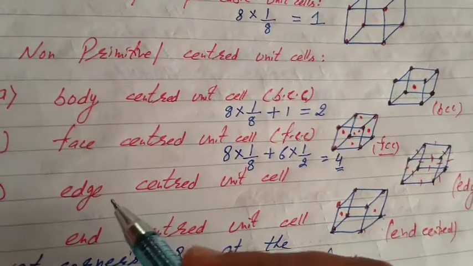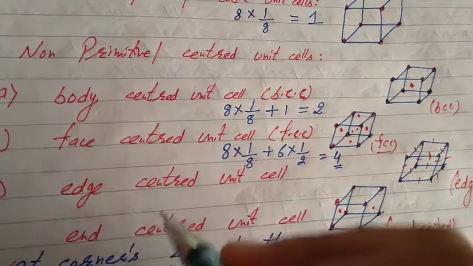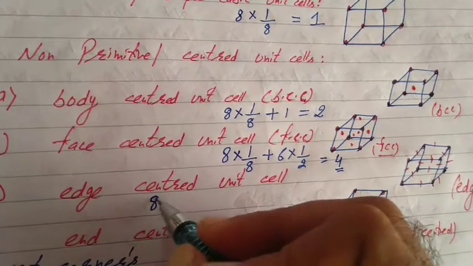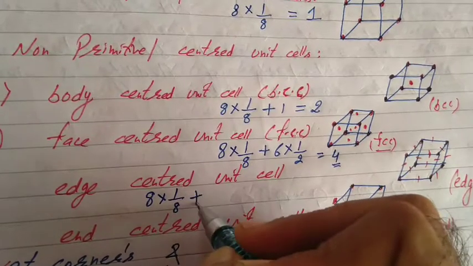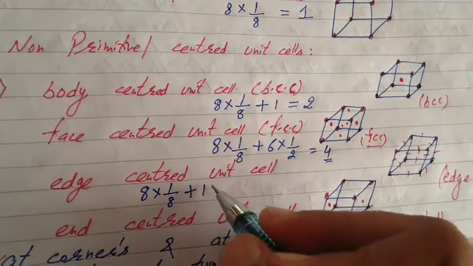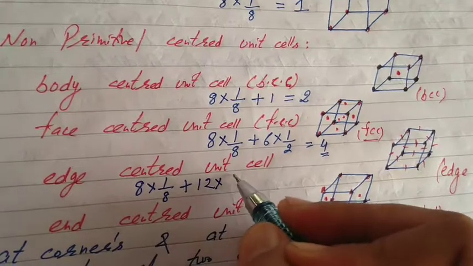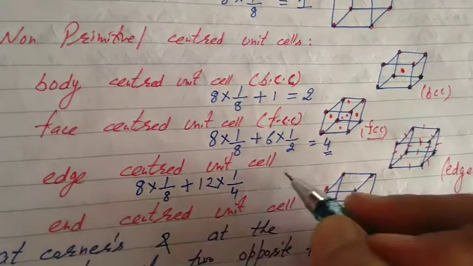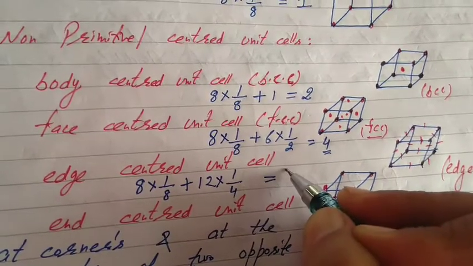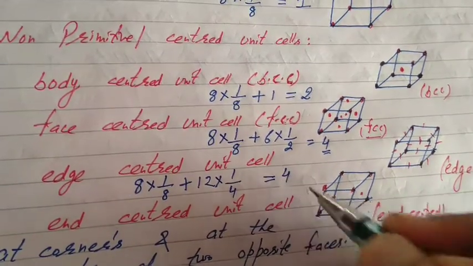Per unit cell in edge-centered system. Students, edge-centered system contains particles at corners, contribution at corner 1 by 8, plus 1 at the center of each edge. There are 12 edges and contribution per unit cell at edge is 1 by 4. Again 1 plus 3, that is 4. Particles per unit cell in edge-centered, 4.